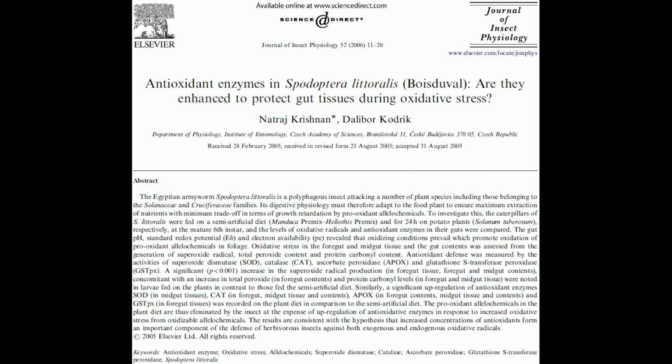Jumping into the paper from Krishnan and Kodrik from 2005 about the Egyptian armyworm. It was cool. I believe that, if I read it correctly, the armyworm adapts to its food source using this redox, and this would be like an empirical site for it. Oh, is this Egyptian? Yep. Armyworm? Yep. It was the Krishnan and Kodrik.